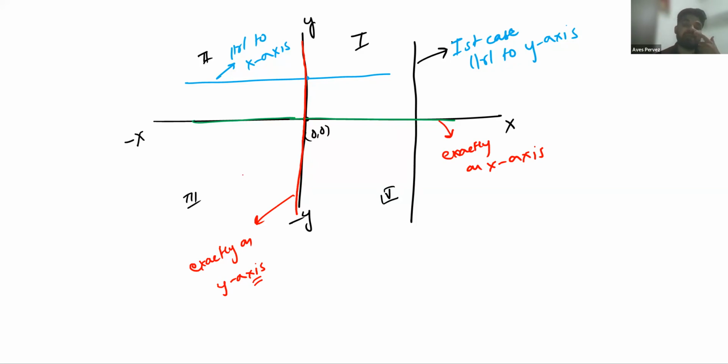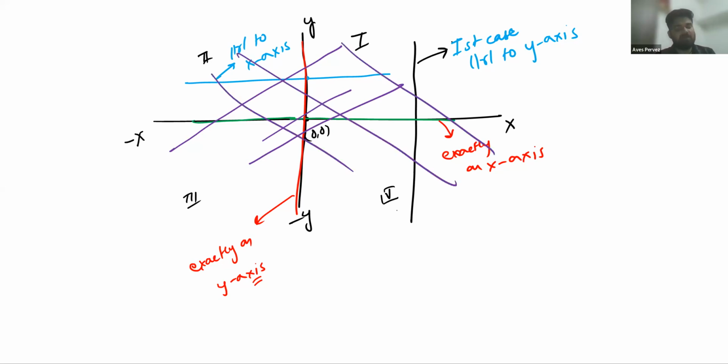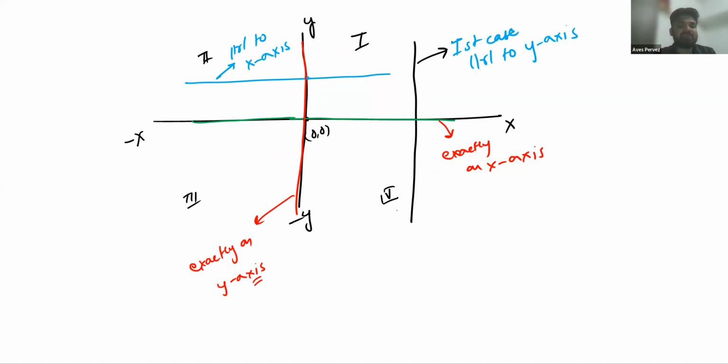And the fourth type of line that you can draw is an inclined line. Okay, like it can be like this. It can be any type of line that you can draw. Any line that is neither parallel to the x-axis nor parallel to the y-axis, nor exactly over the line of the x-axis, nor exactly over the line of the y-axis. It can pass through the origin, or it can pass here.